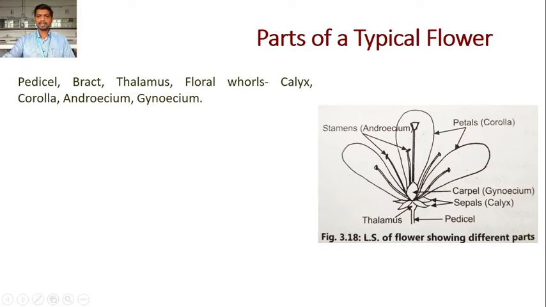A typical flower consists of pedicel, which is the stalk of the flower, then the thalamus, which is the swollen base of the flower. It is present at the apex or the tip of the pedicel. Next to this is the presence of the calyx, corolla, androecium and gynoecium. The individual parts are sepals, petals, stamens and carpels. So these are the parts of a typical flower. One by one we are going to study the parts of a typical flower.